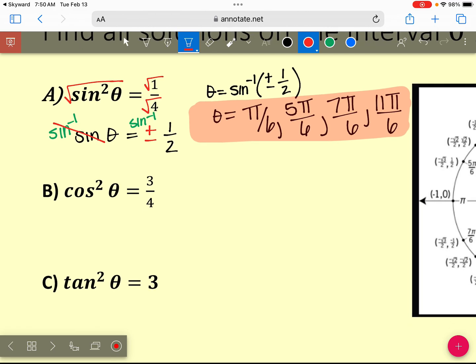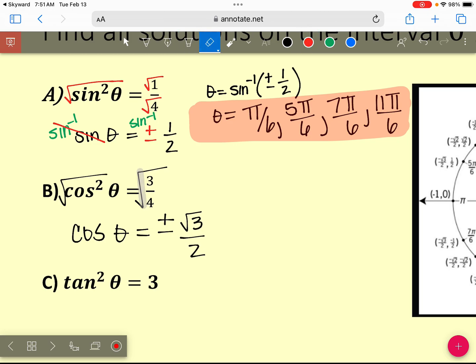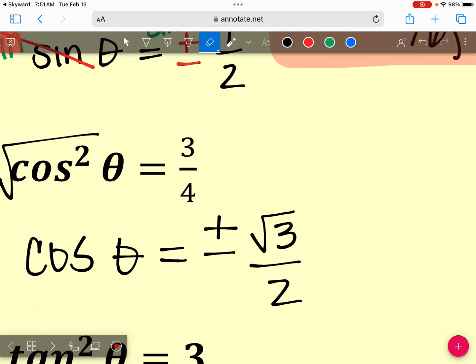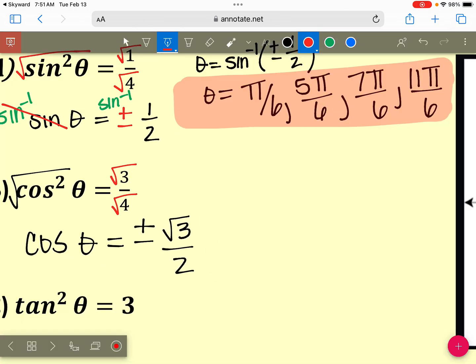Okay, let's look at question B. So we're going to take our square root. And this should go pretty fast. When we take our square root, we have the cosine of theta equals plus or minus root 3 over 2. So how did we get to root 3 over 2? Let me slow down a little bit. When you take the square root of 3, that stays the square root of 3, right? Because that's not a perfect square. But 4 is, and the square root of 4 is 2.